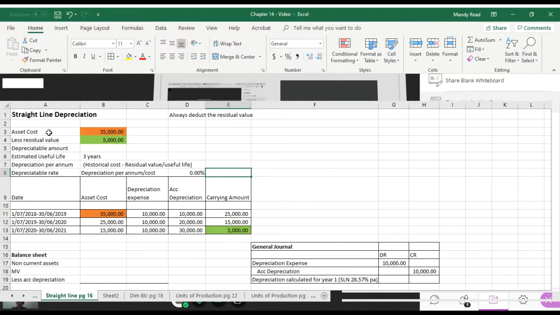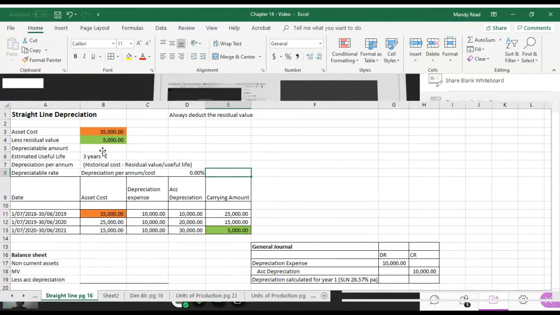We have the historical cost, or the asset cost, being $35,000. The residual value, in other words, the amount of the asset that we have left over at the end of the day, is worth $5,000. So I want to work out how I get my depreciation expense per month or per annum. I'm going to delete the schedule that I have created and work out how I went about creating that schedule.